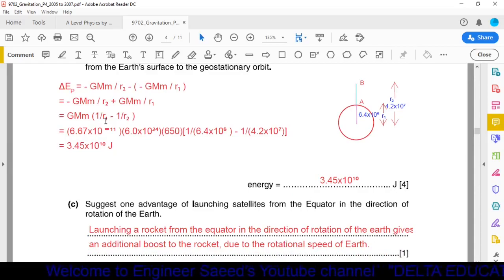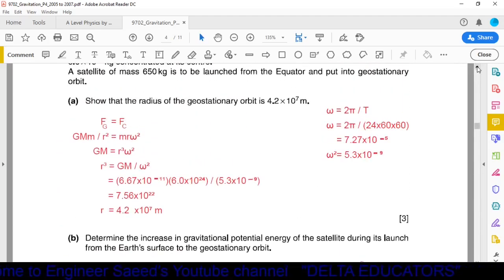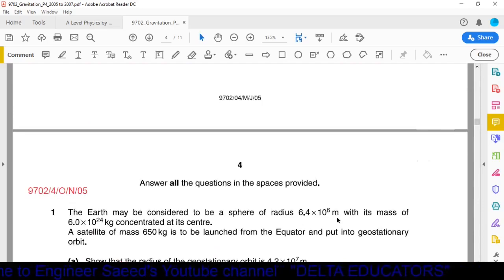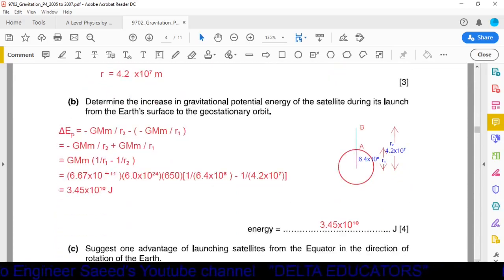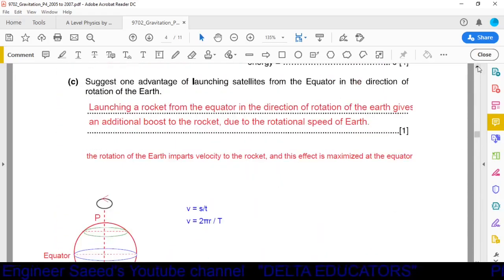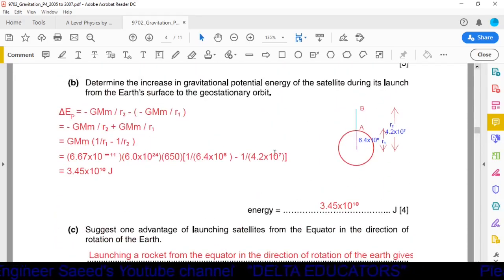R1 is the distance of the satellite when it was at the surface of the Earth. When the satellite is at the surface of the Earth, this R1 will be equal to the radius of the Earth, and the radius of the Earth is given as 6.4 into 10 power 6. So R1 will be equal to 6.4 into 10 power 6.